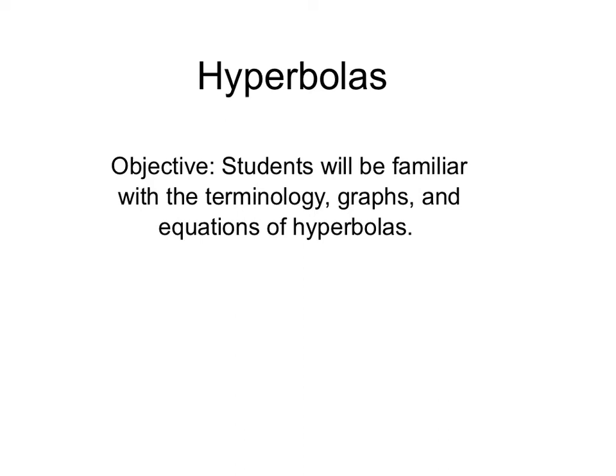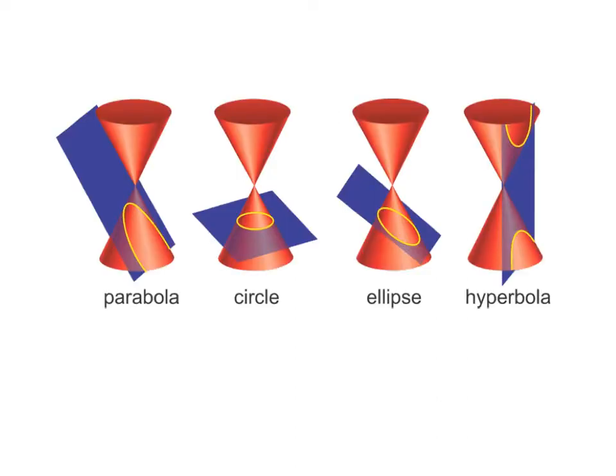Hello everybody. In this video I'm going to show you some of the terminology, graphs, and equations of hyperbolas. Here's a picture of how all of our conic sections arise from the intersection of a plane and a doubly infinite cone. These pictures don't necessarily help us graph or write equations or find any characteristics of the conic sections, but they're pretty cool to look at.